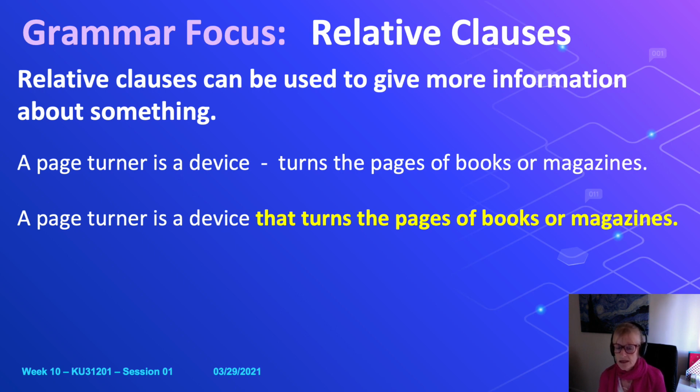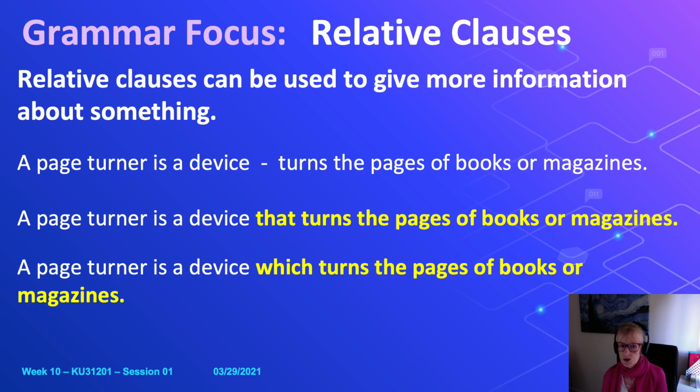You can see the yellow writing is the relative clause that we've added to the sentence to give us more information. Another way we could do that would be to say a page turner is a device which turns the pages of books or magazines. Both of those sentences are correct, and both times the relative clause is giving us more information about the subject of the sentence.